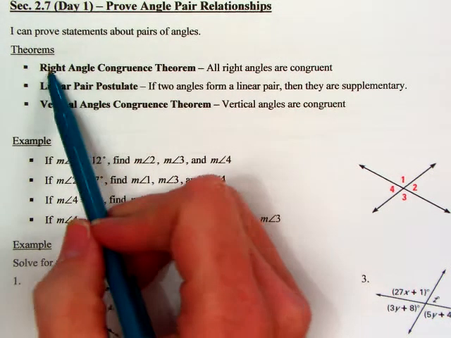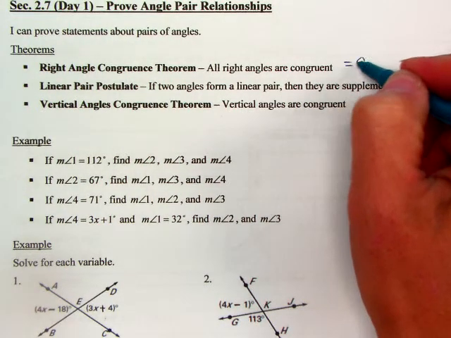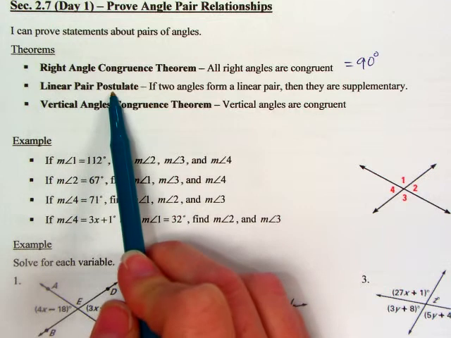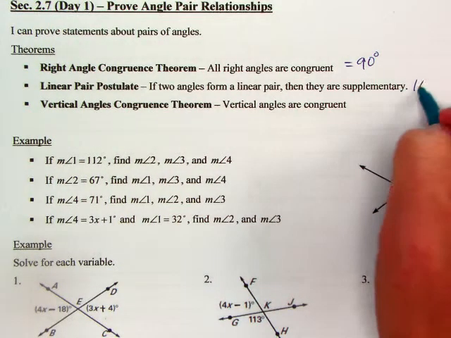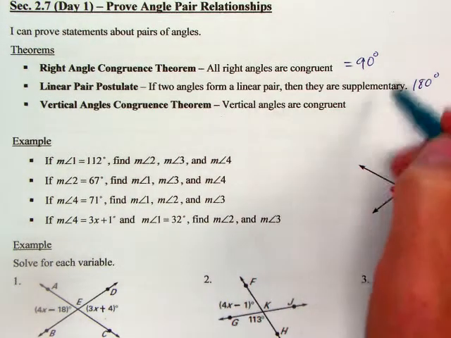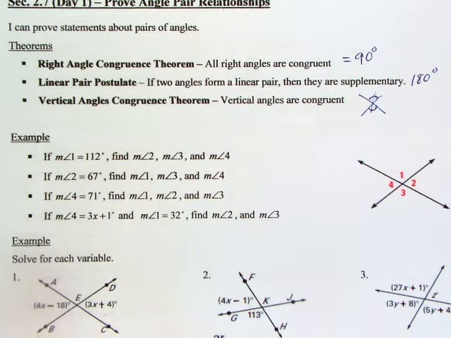So the right angle congruence theorem just means that all right angles are congruent. That's kind of a duh statement because they all equal 90 degrees. Linear pair postulate, we've used it a lot. If two angles form a linear pair, then they are supplementary. It means they equal 180. And then vertical angles are congruent. Remember, those are the ones that kind of make an X and point to each other across the way. So those guys are equal.